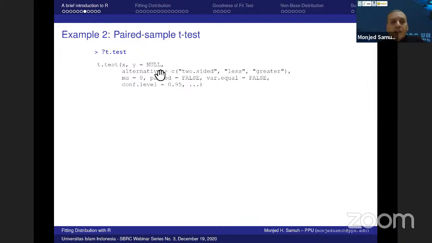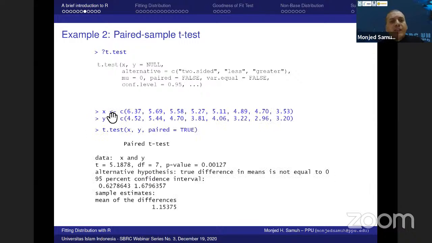You can also choose the alternative of your hypothesis, whether it is 2-sided or 1-sided from left or right. For our data here, we have the x and y, the baseline and the one under the treatment, let's say x and y. So t.test x, y, paired equal TRUE. You will get the results like the test statistic, the p-value, the confidence interval, and you can draw your conclusion.